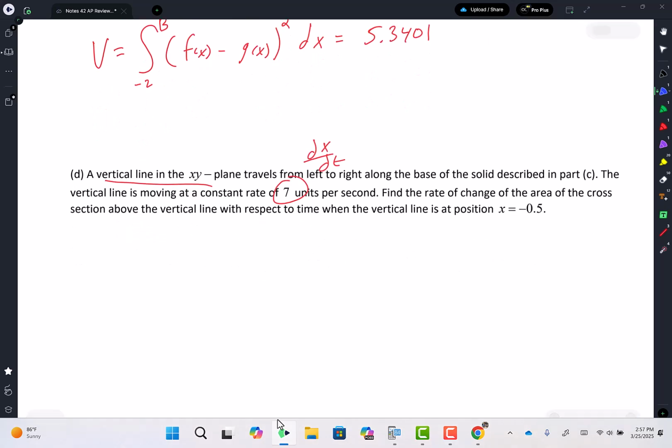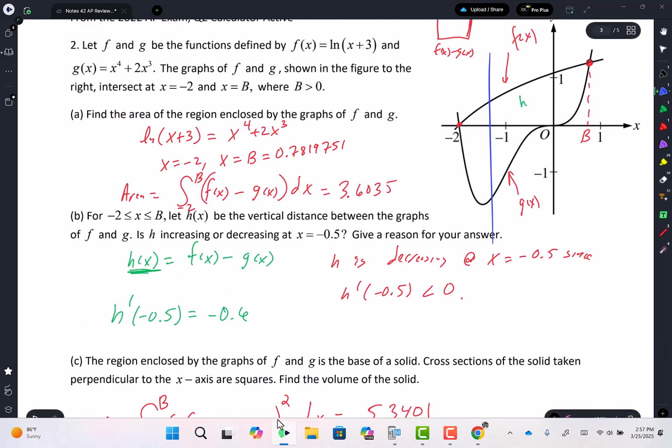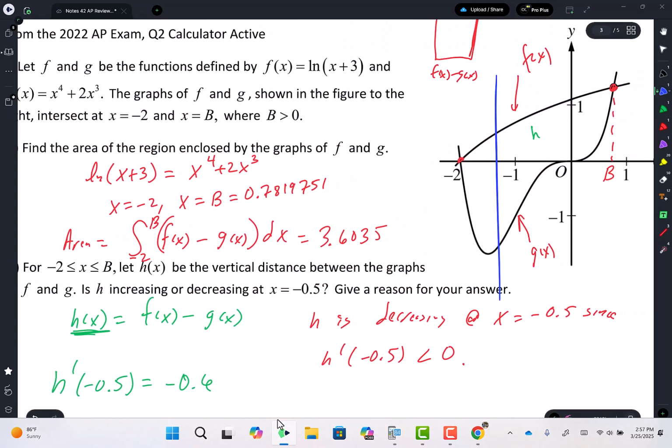A vertical line in the XY plane travels from left to right along the base of the solid described in part C. The vertical line is moving at a constant rate of 7 units per second. Find the rate of change of the area of the cross section above the vertical line with respect to time when the vertical line is positioned at x equals negative 0.5. Okay, so what are they saying? Here's what they're saying. I hope you love it. Read it again if you don't get it, guys.